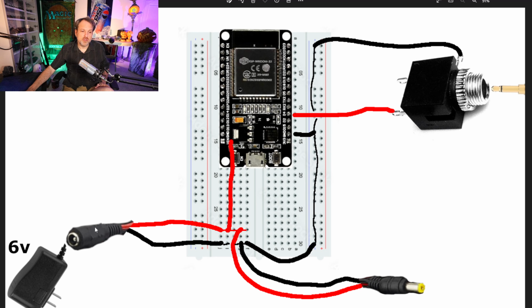Now you don't have to use the 6-volt adapter. You could also power it through the USB just as well, and then you wouldn't need to do all the soldering at the bottom of this to get the power passed through. All depends on what you want and what you would like to do with it.